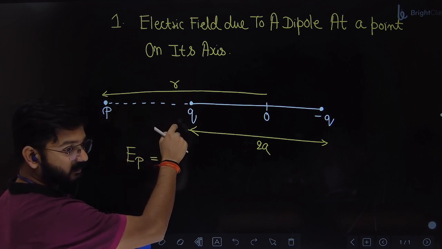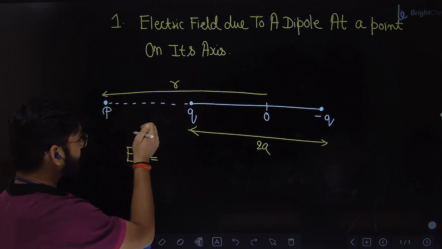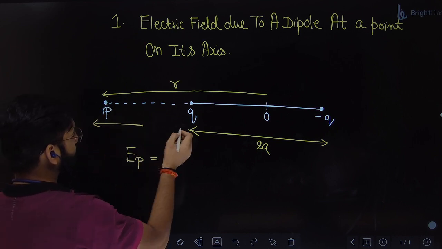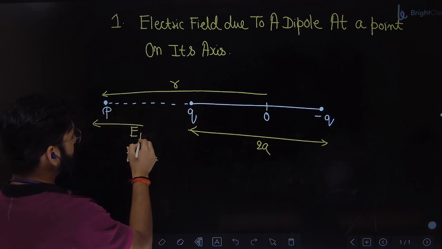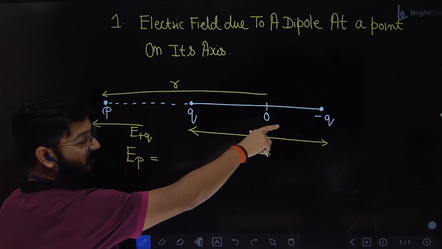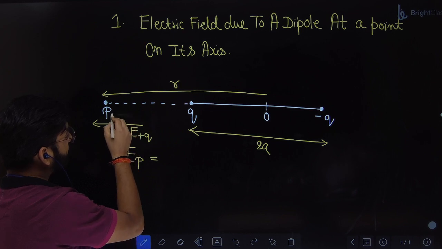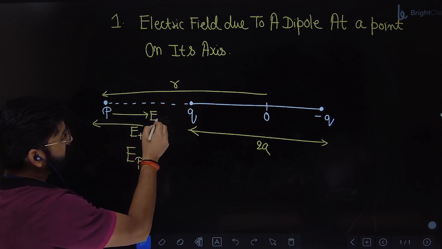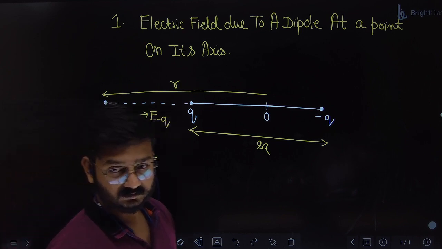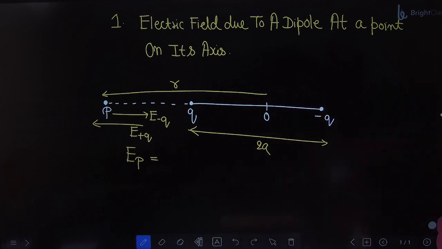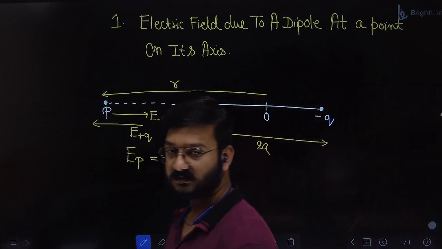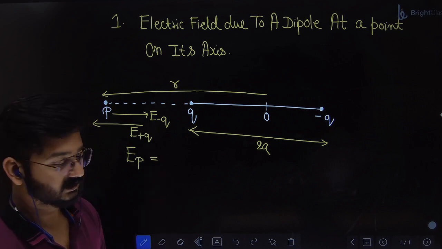So what will be the direction of electric field at point P due to the positive charge? Towards or away? Away. Electric field due to plus Q. For the negative charge, it will be towards the negative charge. So it will be E of minus Q. Any problem? So will it be added or subtracted? Subtracted. They are in opposite directions.